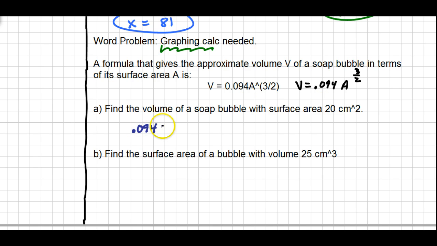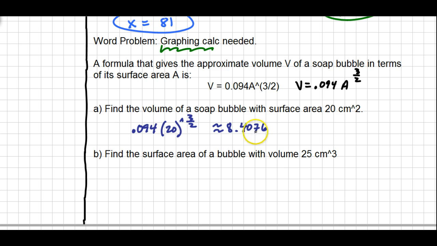So I take 0.094 times 20 for A, and then that gets raised to the 3/2 power. Literally, you're going to type that in on your calculator just as I wrote it. 0.094 times 20, raise it to the 3 divided by 2. And since this number is rounded to the thousandth, let's do the same here. So when you type that in, I believe you get 8 point something. I think you get 4076.